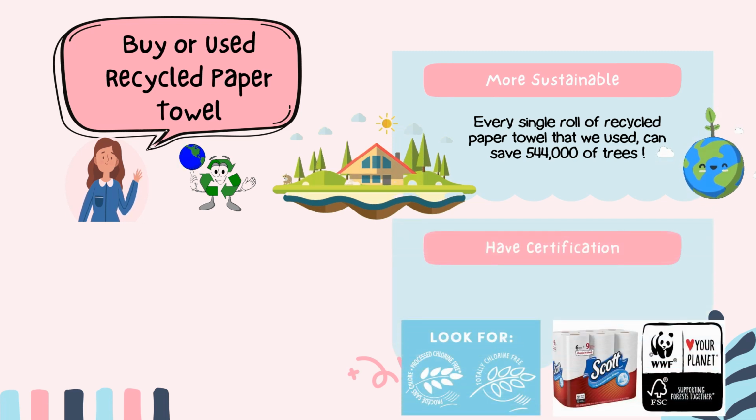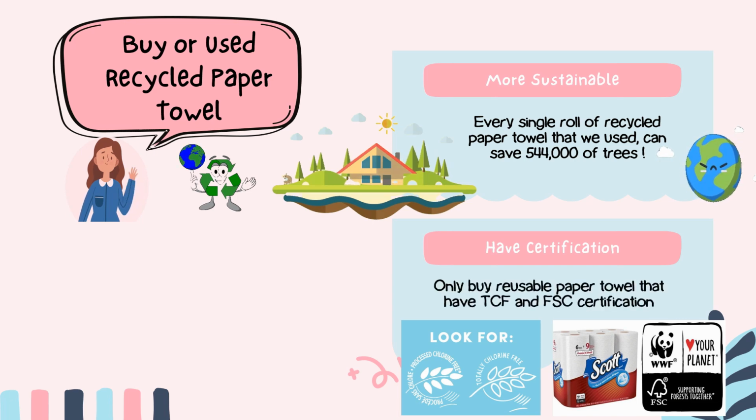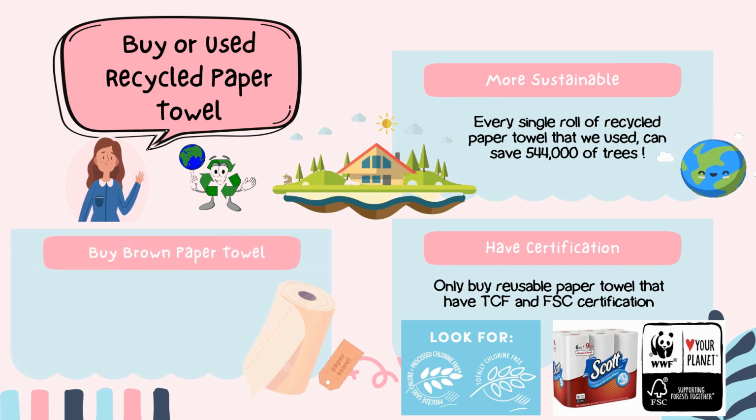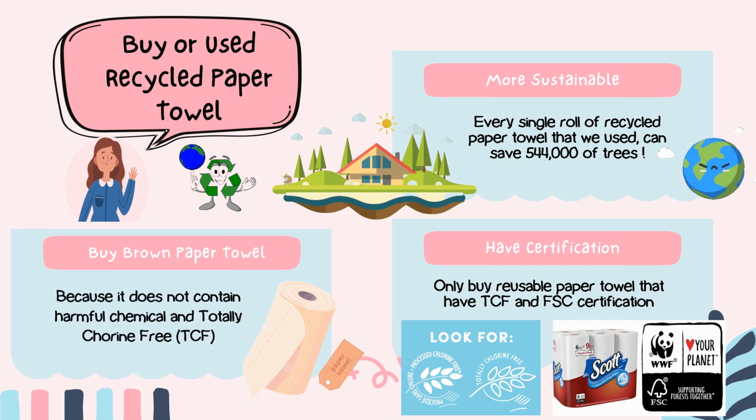Recycled paper towel usually has certification of totally chlorine-free, TCF, and Forest Stewardship Council, FSC. This ensures that companies source recycled materials from sustainable and controlled forests. So to reduce the impact, we need to buy only recycled paper towel that has TCF and FSC certification. For example, buy brown paper towel. This is because it is more sustainable than common paper towel, and it does not contain harmful chemicals. And totally chlorine-free, TCF, can save our environment.